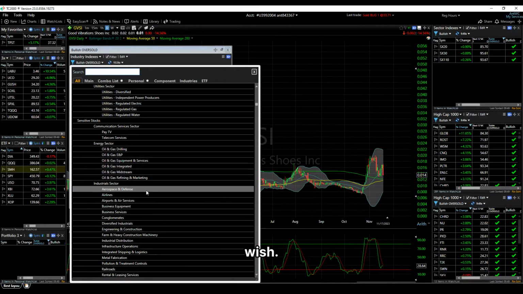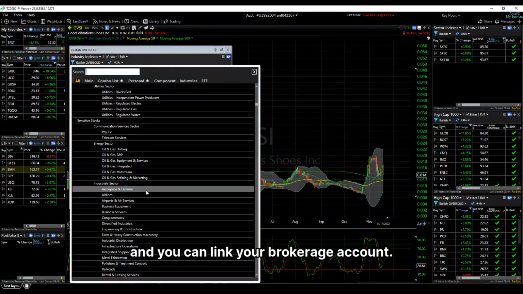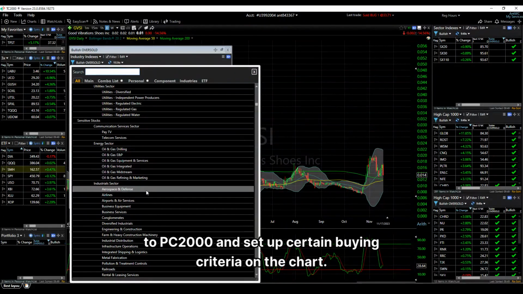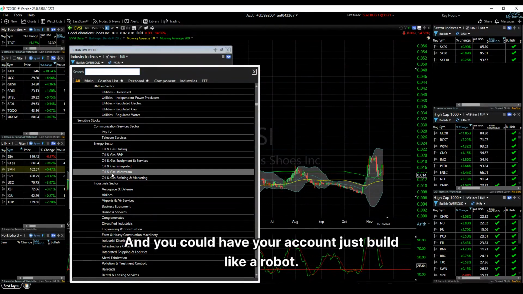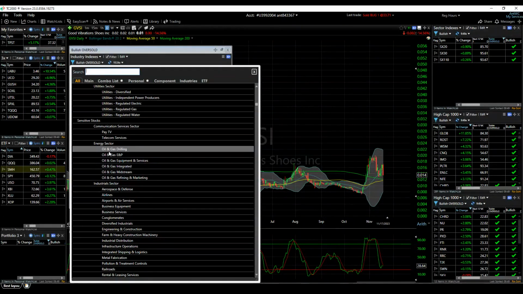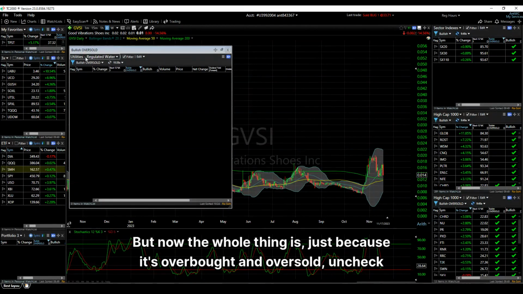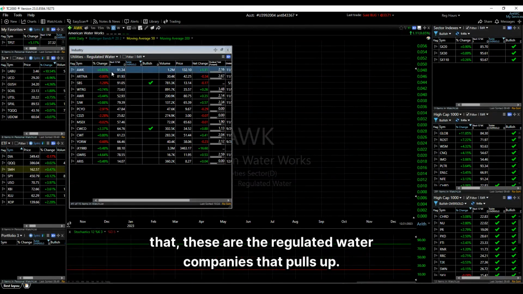courses. I really wish. So something I thought was really cool was Interactive Brokers hooked up with TC2000, and you can link your brokerage account to TC2000 and set up certain buying criteria on the chart, and you could have your account just work like a robot. You could have it set up to buy and sell every time it's overbought and oversold, and not have to do a thing. But now the whole thing is, just because it's overbought and oversold, uncheck that.